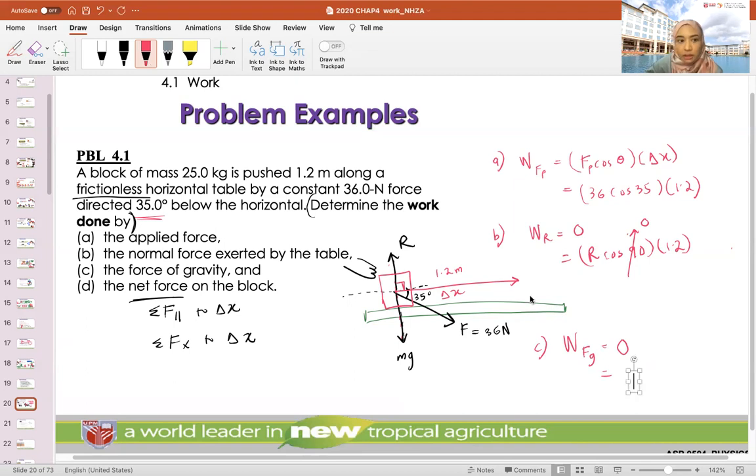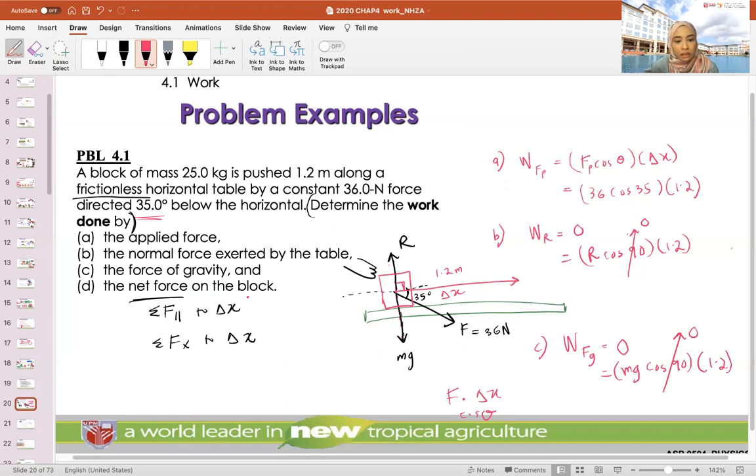So this is going to be mg cosine 90. Why not sin? Because the dot product is cosine. F dot delta X is cosine. There is no sin here: mg cosine 90 times 1.2. So this is also 0.